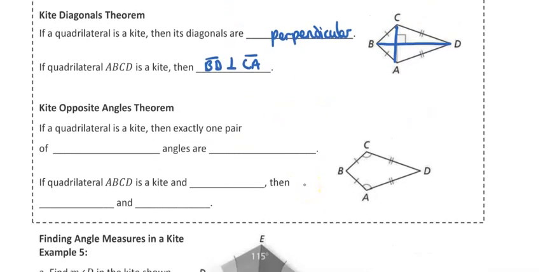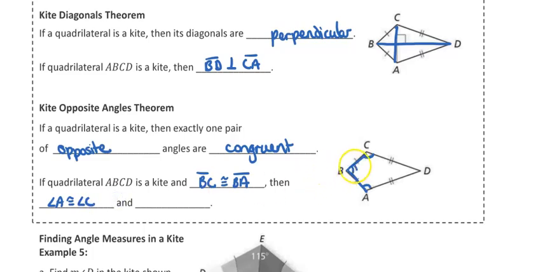All right, the kite opposite angles theorem says that there is exactly one pair of opposite angles that are congruent. Not two pairs, just one pair. So if quadrilateral ABCD is a kite, then that tells us that BC and BA are congruent. So we can conclude that the one pair of opposite angles is angle C and angle A. They are congruent.